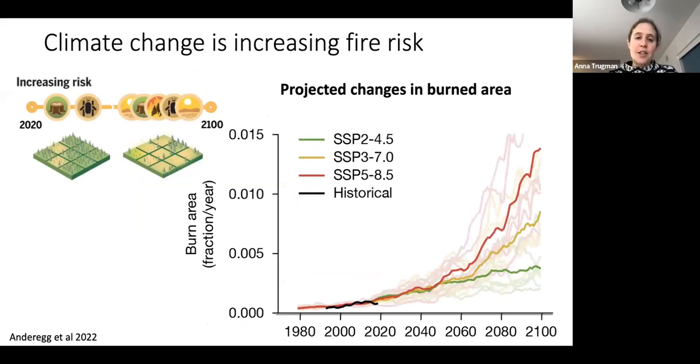And we know that climate change is increasing fire risk. This is based on a study led by Bill Endrag using some statistical modeling looking at fire on the landscape across the US. Black is showing the historical fire rate, and then our projections are shown ranging from low emissions to high emissions scenarios. And you can see that regardless of the scenario, it's expected that there will potentially be a dramatic increase in fire, even above what we're seeing now.